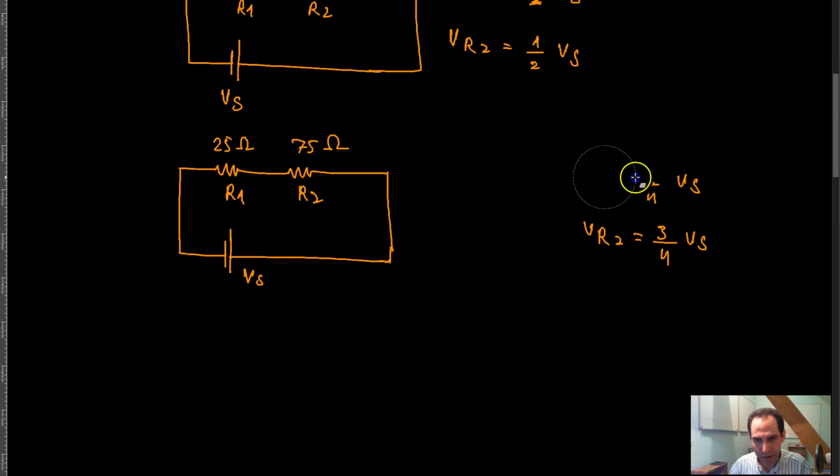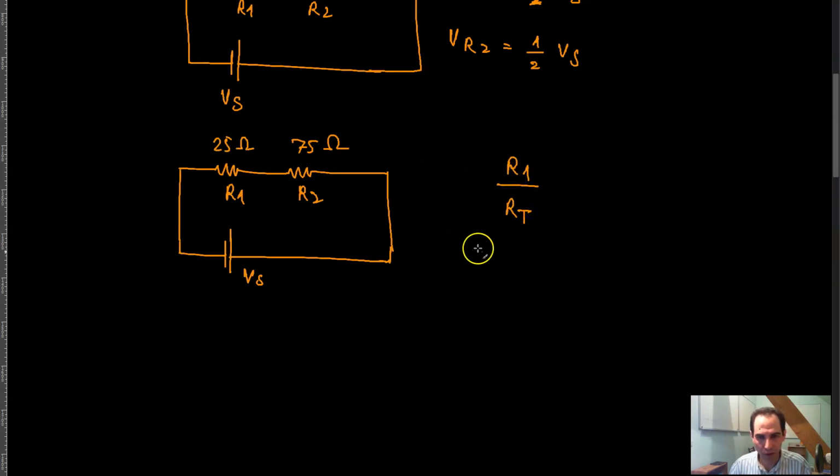Now the reason why I'm using this ratio of R1 to R total and multiplying it by the V of S is that you can simply apply Ohm's law to this circuit. The voltage drop across this resistor R1, if I apply Ohm's law over here, you know that V of R1 is equal to I that is going through the circuit, which is in this direction of course, times the resistance R1, right?